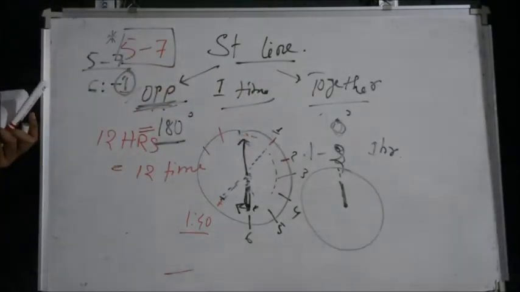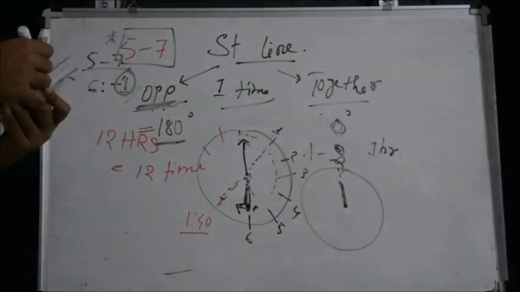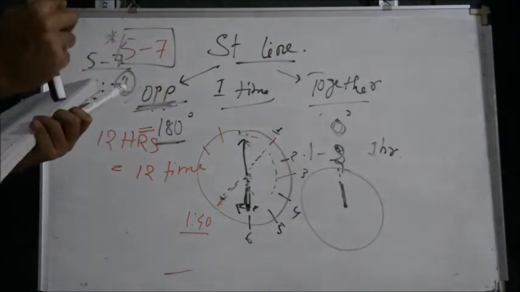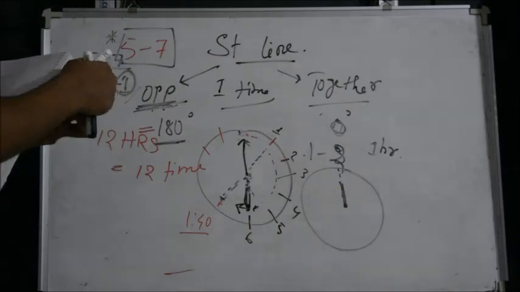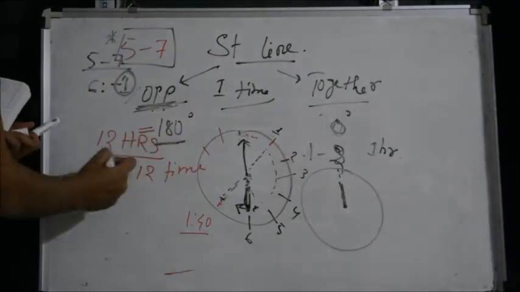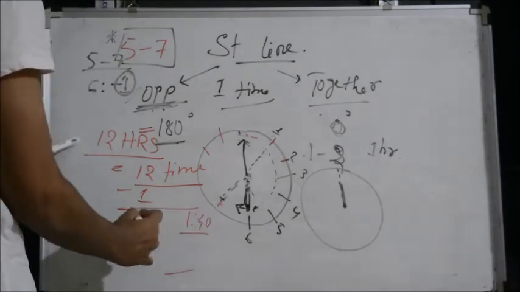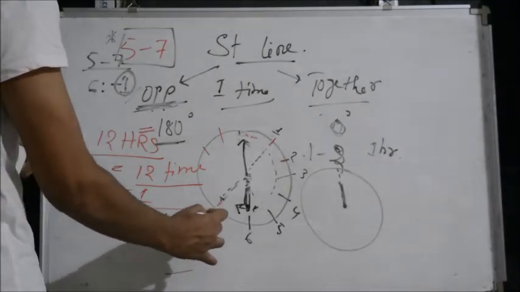This is an exception case. Otherwise, in every 1 hour, we have one straight angle. But in this 5 o'clock to 7 o'clock, in 2 hours, we have only one straight angle. Therefore, it is said that in 12 hours, though it should be 12 times, we will minus 1, which is equal to 11 times of straight angles.